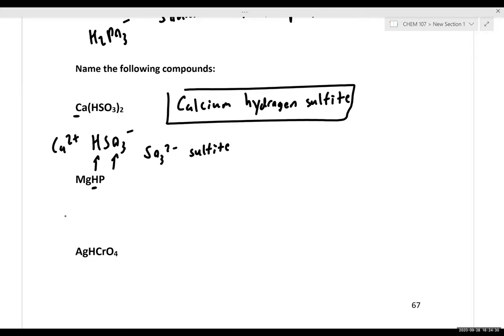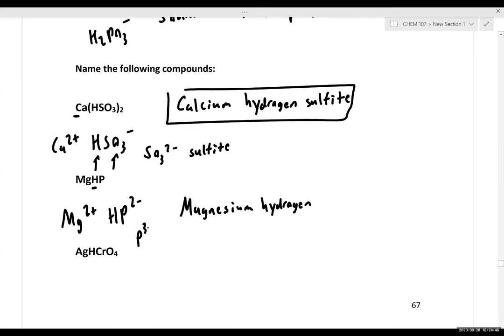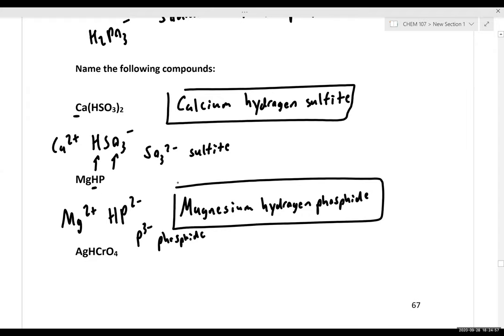Perfect. Looking at this next example, we have magnesium 2 plus and HP 2 minus. So this would be magnesium hydrogen, and then P3 minus is known as phosphide, so this would be hydrogen phosphide. Does that make sense to everyone? Why is P 2 minus and 3 minus? Because remember, when we add a hydrogen, the total charge decreases by 1. Got you, thank you. Any other questions I can address on these first two examples?